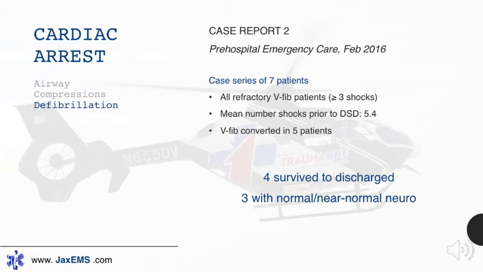Case number 2, 7 patients, case series, all refractory VFib who got more than 3 shocks. Mean number of shocks was 5. VFib converted in 5 of the 7 patients. 4 survived to discharge, 3 normal neuro. So again, for some of those patients you think about, man, we would have given up on this patient. We had a patient the other night, refractory VFib, 8th, 9th shock. We just said, there's nothing else we can do. So these patients, some of these patients you may have given up on, we might be trying this more now.